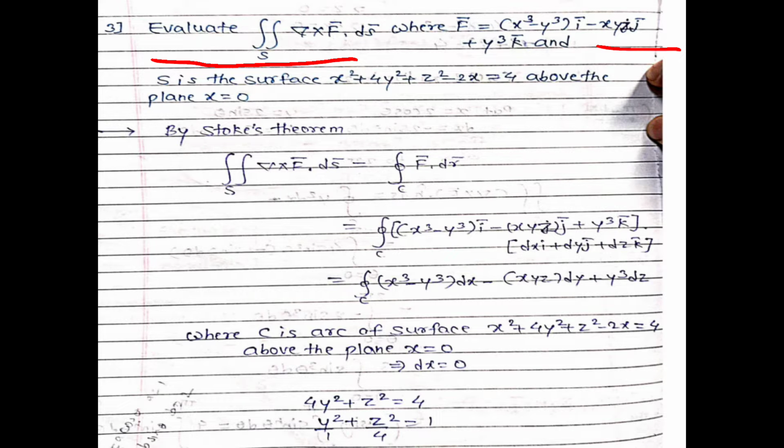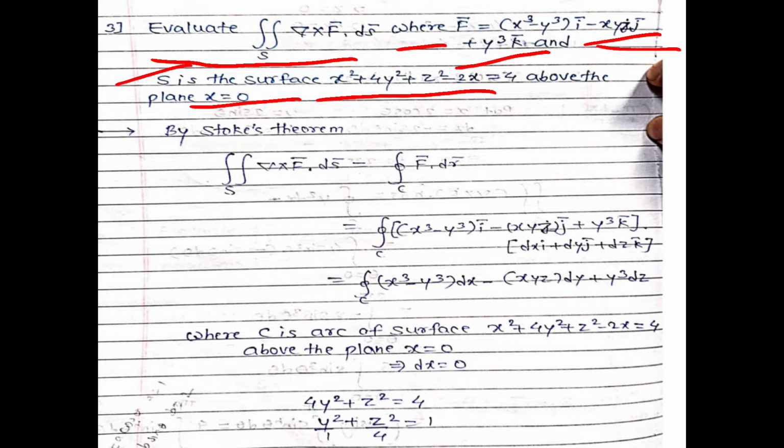where the value of f bar is given as x cube minus y cube i bar minus xy j bar plus y cube k bar, and the information about the surface S is that there is the equation of surface x square plus 4y square plus z square minus 2x equals to 4 above the plane at x equals to 0. This is the given condition.